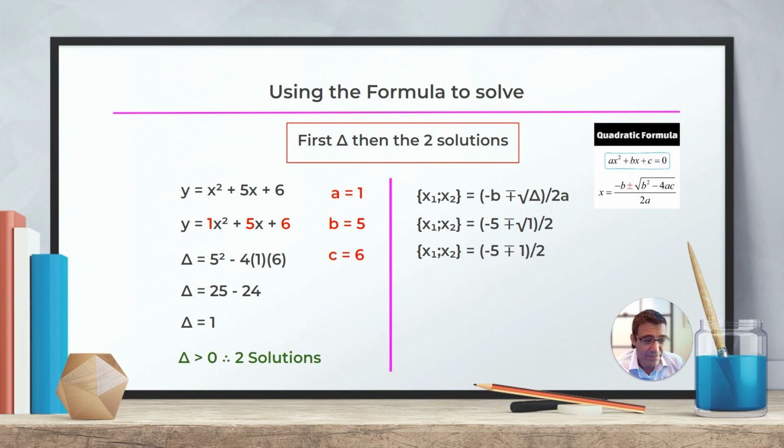So negative 6 divided by 2, and then negative 5 plus 1 is going to be negative 4 divided by 2. Negative 6 divided by 2 is negative 3. Negative 4 divided by 2 is negative 2. You can work those out if you're not too sure. And if you look at the graph, you'll see that the two x-intercepts are negative 3, 0 and negative 2, 0. So this is what the graph looks like.